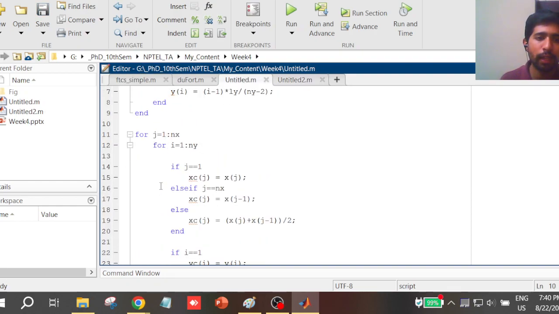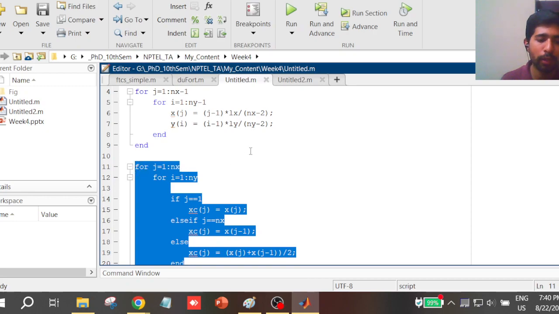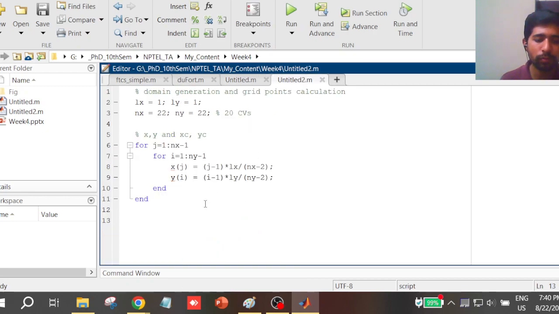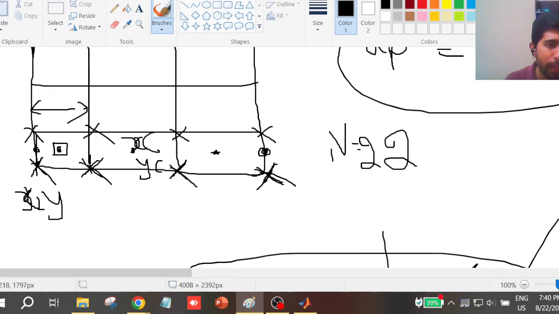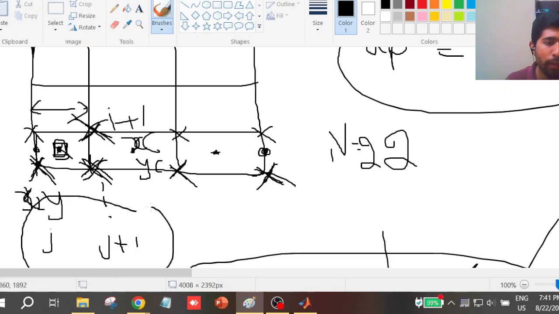Here you have to be very careful. Okay, here I will explain what I am doing here. Calculation of xc and yc is quite tricky. Okay, so now what I told here is that xc I calculate as the average of these two grid points' x values. Okay, so that is quite understandable. So this is the average. Okay, xc, and similarly yc will be the average of these two grid points i and i plus 1, whereas xc will be the average of j and j plus 1. Okay, right, and yc will be the average of i and i plus 1.